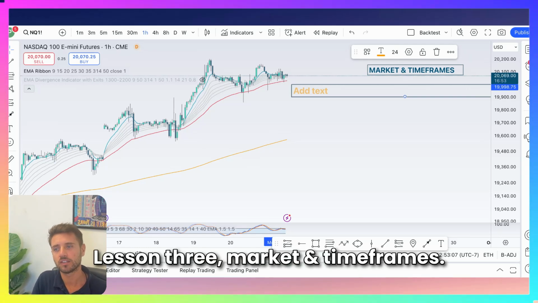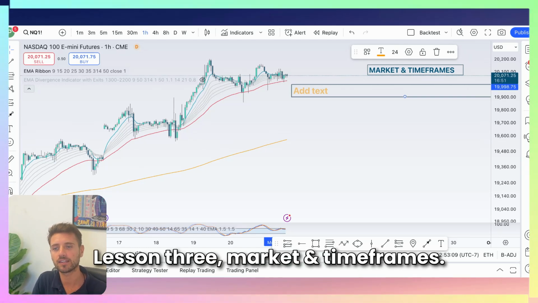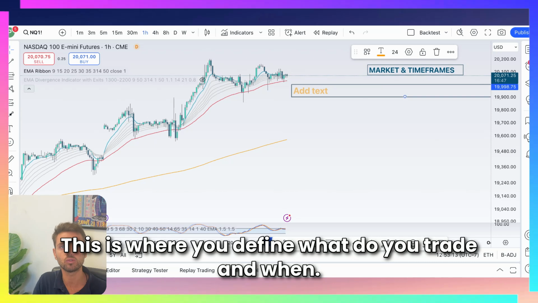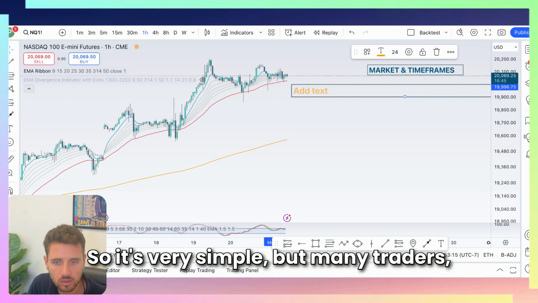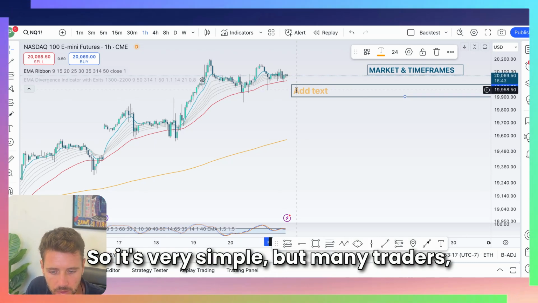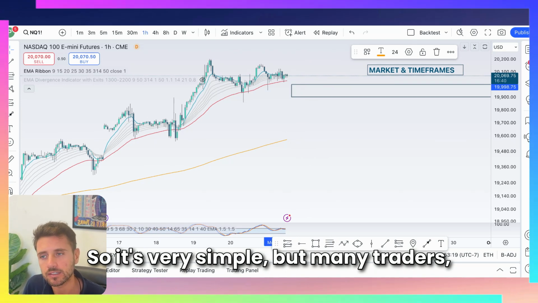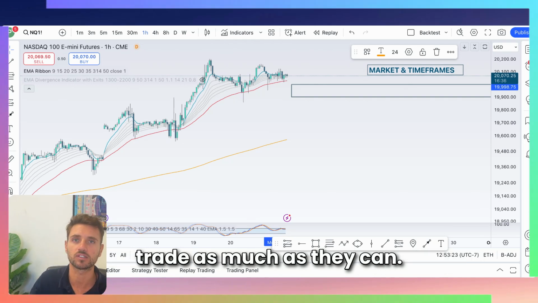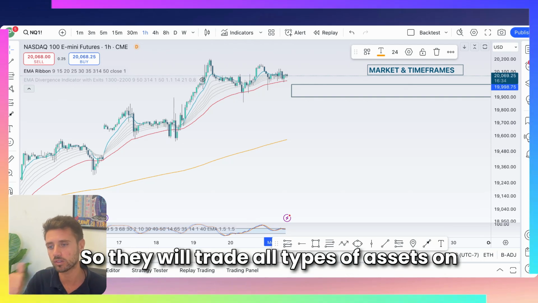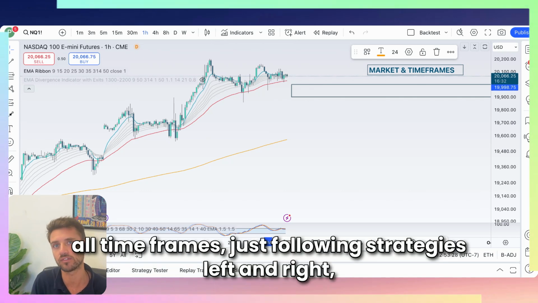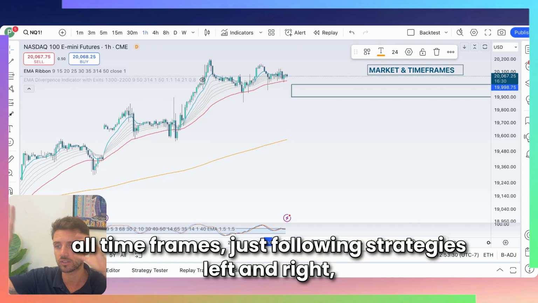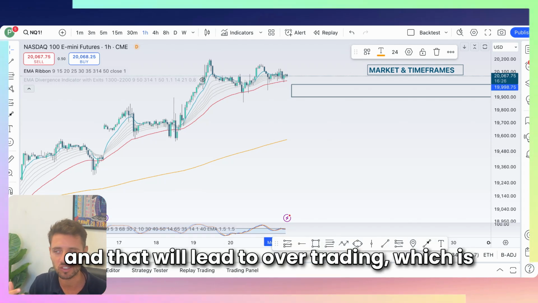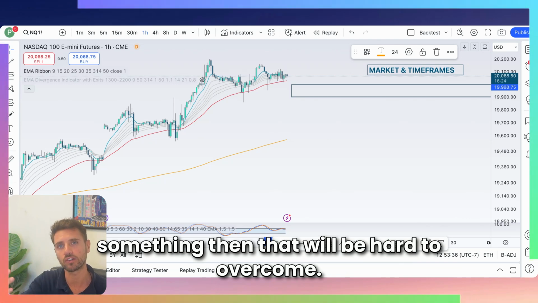Here we are, lesson 3, markets and time frames. This is where you define what you trade and when. It's very simple, but many traders, especially beginner traders, just try to trade as much as they can. They will trade all types of assets on all time frames, just following strategies left and right. And that will lead to overtrading, which is something that will be hard to overcome.